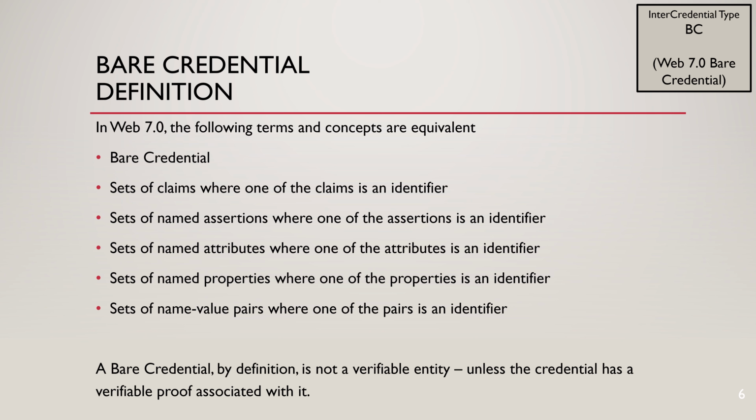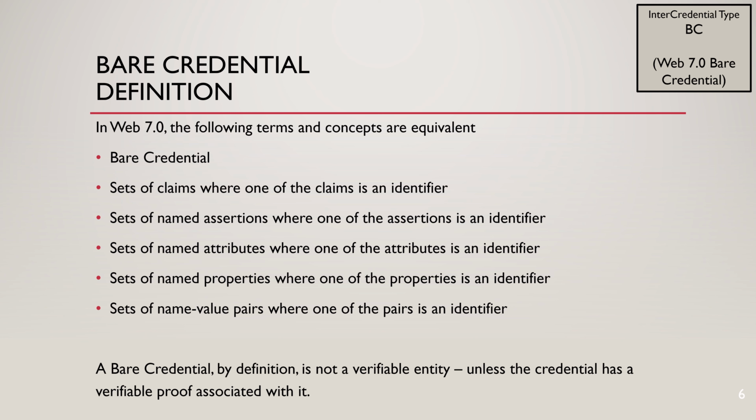Bare credential: a collection of properties where one of the properties is an identifier. A collection of attributes where one of the attributes is an identifier. A collection of name-value pairs where one of the pairs is an identifier. A collection of claims where one of the claims is an identifier. A collection of assertions where one of the assertions is an identifier. So whatever lingo you want, it doesn't really matter. You can see that they're all the same, and they're all intended to be the same.